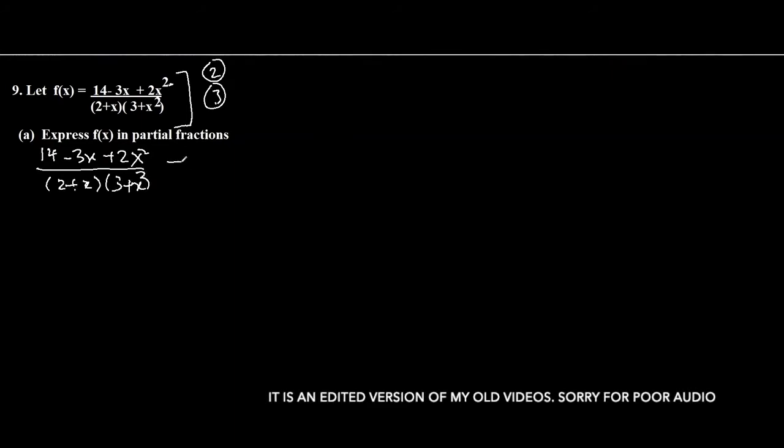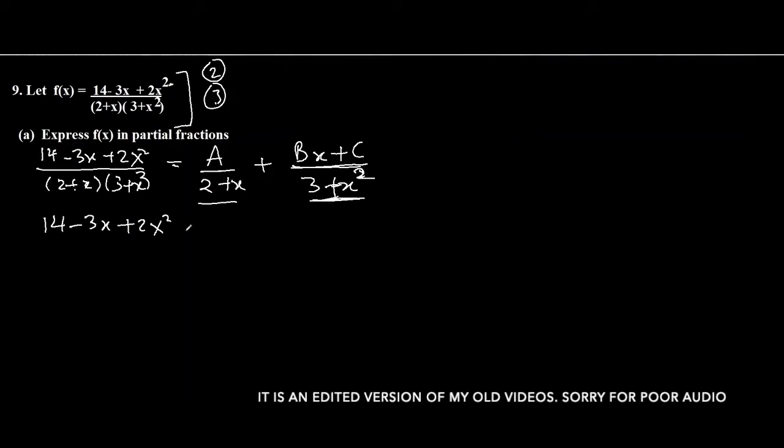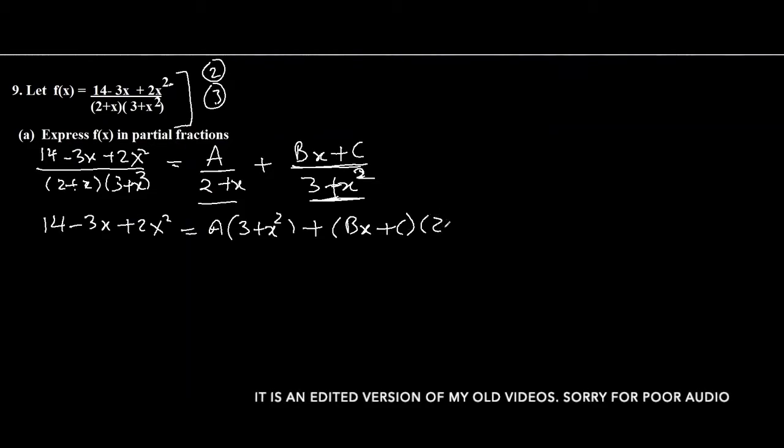3 plus x squared equal to A over the first factor, which is 2 plus x, then Bx plus C over 3 plus x squared. Why Bx plus C? Because it is degree 2, x squared, so we have to write Bx plus C on top. So if we ignore the denominators now, only the numerators will be 14 minus 3x plus 2x squared, and these two will multiply, so this 3 plus x squared will multiply with A, and Bx plus C will multiply with 2 plus x. Denominator will be exactly the same, so we are ignoring both sides.